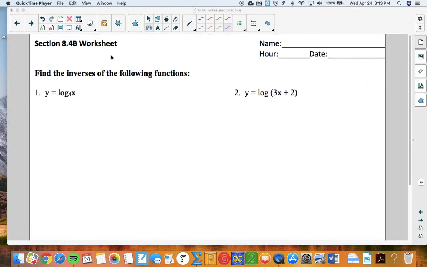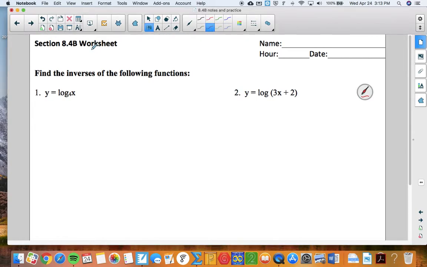Hey, this is worksheet or practice 8.4b, working with some logarithms and in this case some inverses. Find the inverse of the following function. Remember, to do that we're going to switch the x and y.